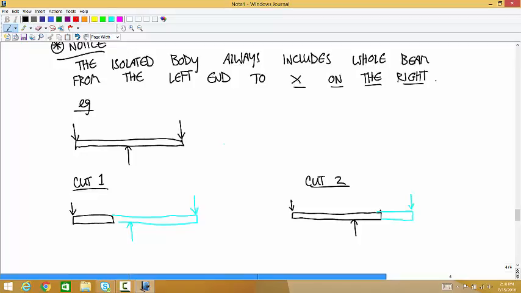Okay, so if this distance is, say, 0.5 and this is 0.5, cut 1 is valid for any x between 0 and 0.5, not including those two endpoints. So the x values we get from isolating this first piece are going to represent any x value between 0 and 0.5. This second cut is going to be valid for any x's between 0.5 and 1.